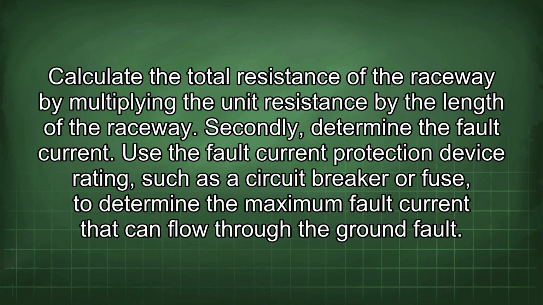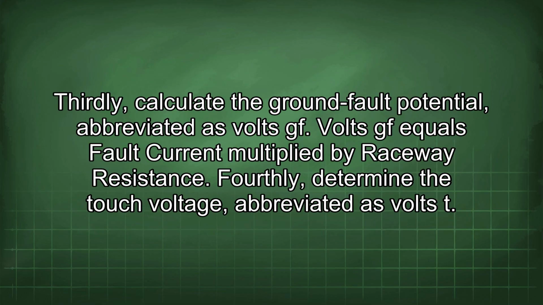Secondly, determine the fault current. Use the fault current protection device rating, such as a circuit breaker or fuse, to determine the maximum fault current that can flow through the ground fault. Thirdly, calculate the ground fault potential, abbreviated as volts GF. Volts GF equals fault current multiplied by raceway resistance.